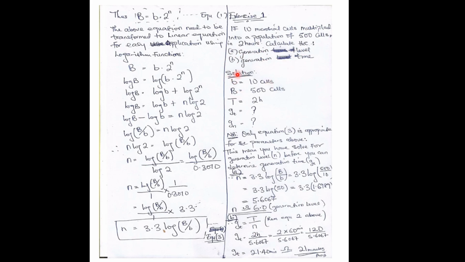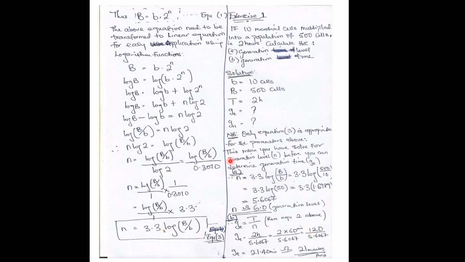Then the solution quickly goes: you extract the parameters given in the question. You have the small b, the initial microbial load, which is 10. You have the final one, which multiplies to 500 cells. The total time is 2 hours. They are looking for generation time and generation level. Then quickly you move into the answers. Note that only equation 3 is appropriate for these parameters above. It's only equation 3 that can easily take these parameters in order for you to solve the equation.